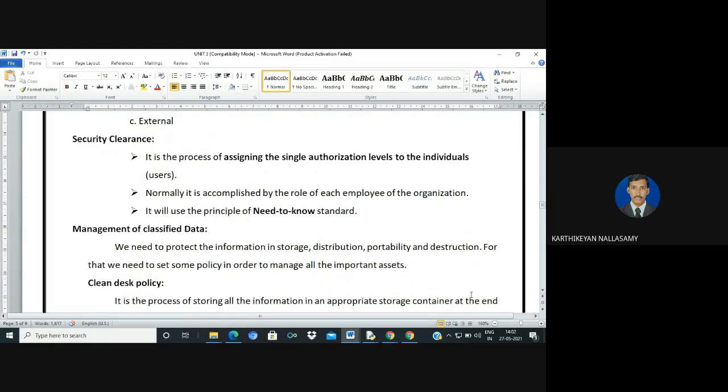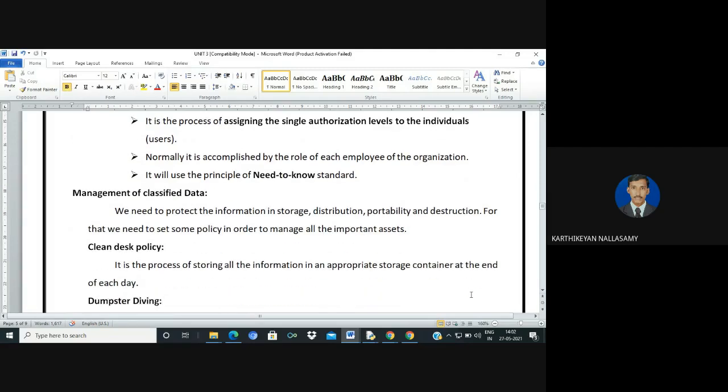So once everything is identified, then we are going to manage the classified data. We are going to provide some kind of protection in storage, or distribution, or during destruction, and apply some kind of management techniques. So for example, clean desk policy.